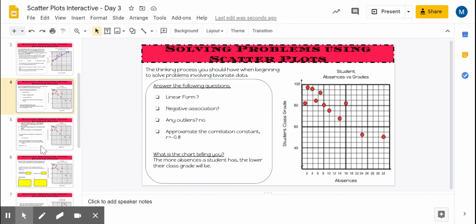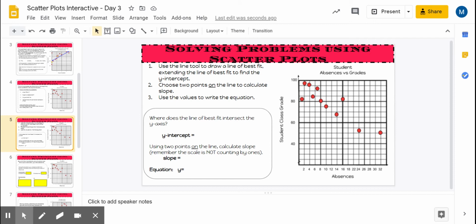Okay, now we're going to do the more technical stuff with this. So we're going to try to use the line tool to draw our line of best fit. I'm extending the line of best fit through the y-axis, so we can find a y-intercept. Then we're going to choose 2 points on the line to calculate the slope, and then we're going to use the values to write an equation. Okay, so here's the line tool up above. And I'm just going to try to make my line about there. Do I have about the same number of points above as below? 1, 2, 3, 4, 5. 1, 2, 3, 4, 5, 6. I mean, that's looking pretty good.